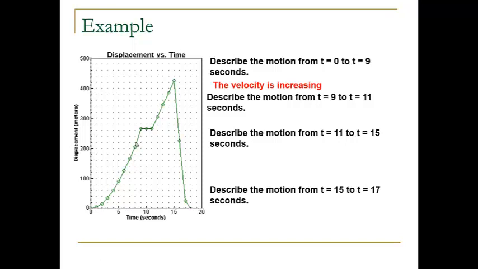Again, going back to your slope. If you look from 9 to 11 seconds, you look at your slope, it's a straight horizontal line, which means your slope is 0. So that means you're not moving. So you were speeding up, speeding up, speeding up, and then you come to an immediate stop.